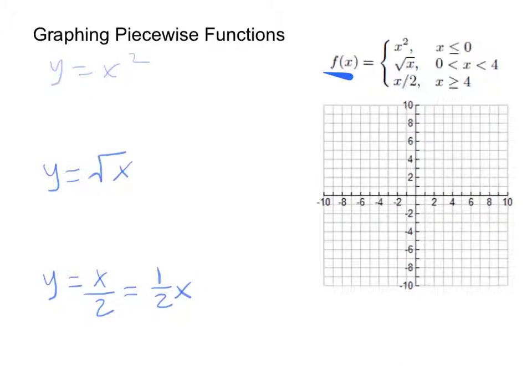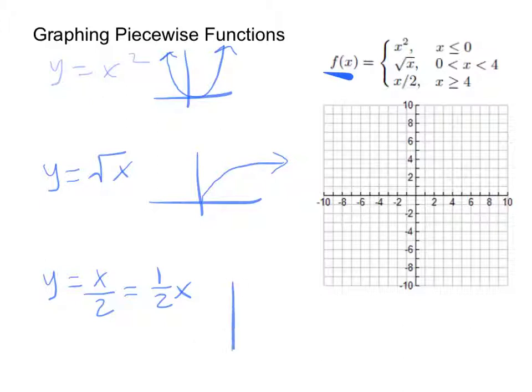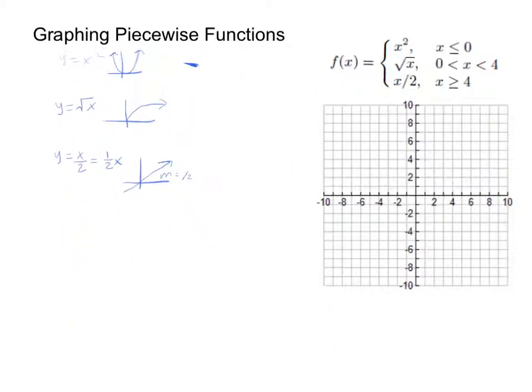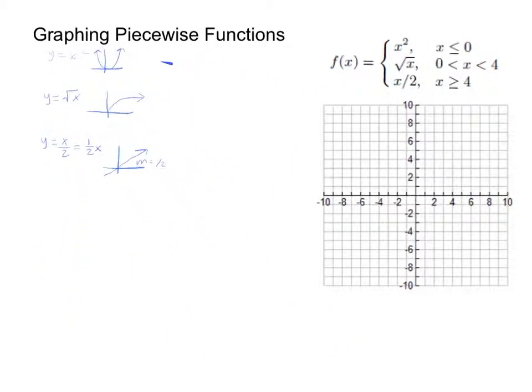So we need to have an idea of what the shape of these graphs look like. y equals x squared is going to look like a parabola, because it is a parabola. y equals square root of x is going to look something like this. It's kind of like half of a sideways parabola. And y equals 1/2 x is going to be a line through the origin with a slope of 1/2. Now this information is all important to know because it helps us when we're putting together our table for each of these. We need to have an idea of which piece of these graphs we're dealing with.